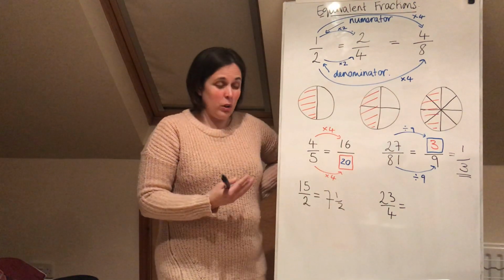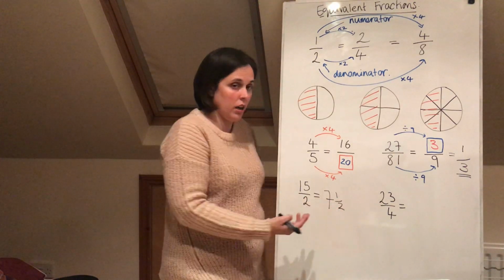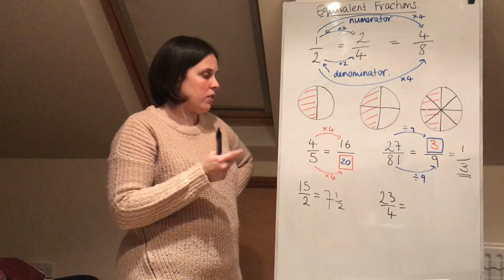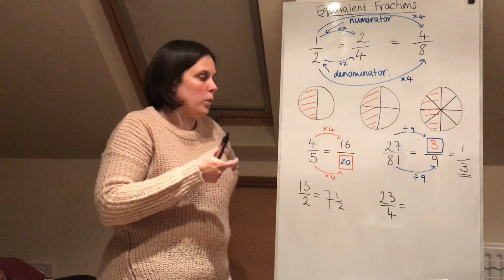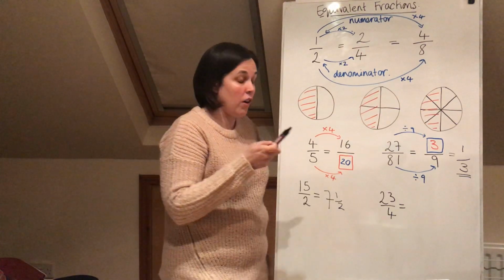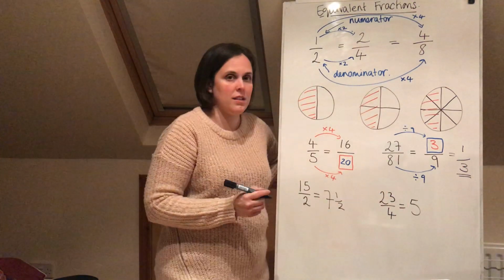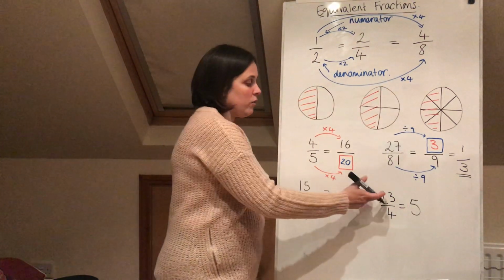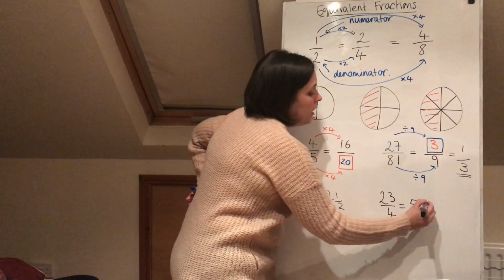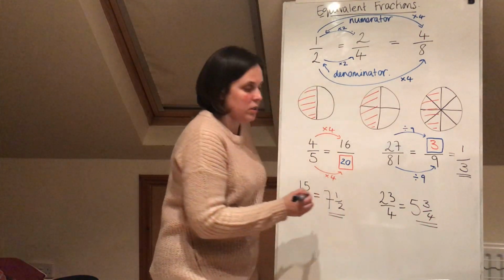Next example, same kind of principle. Here we've got 23 over 4, 23 quarters. So you say to yourself, how many times does 4 go into 23? Well, the closest we can get to in the 4 times table is 20, which is 5. So 5 times 4 is 20. So you've got 5 whole ones. How many have you got left over? Well, you've got 20, so we need 23. So we've got 3 left over. So the answer would be 5 and 3/4.